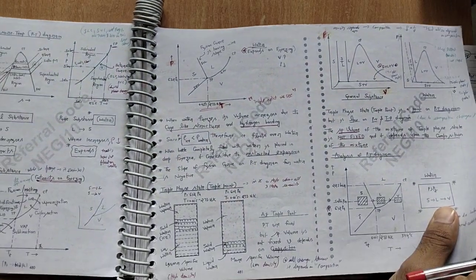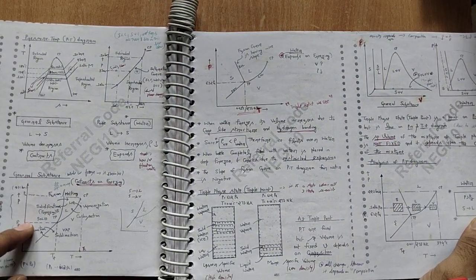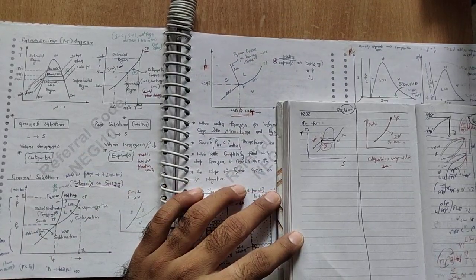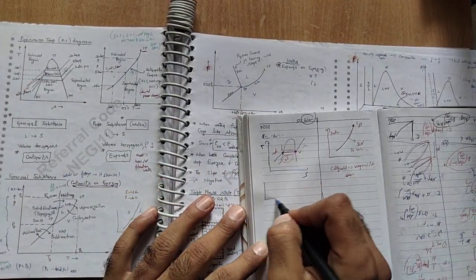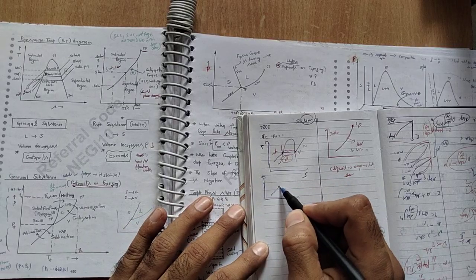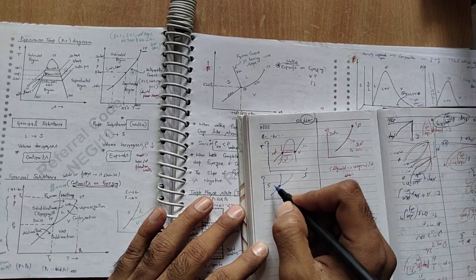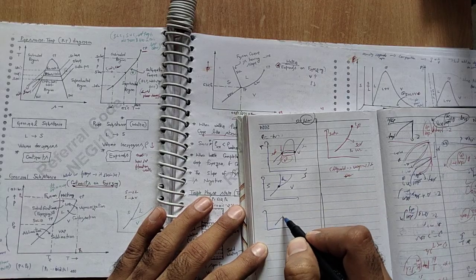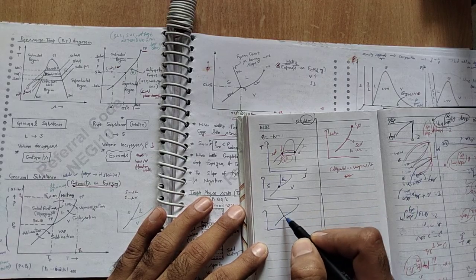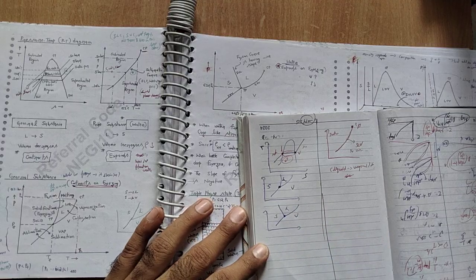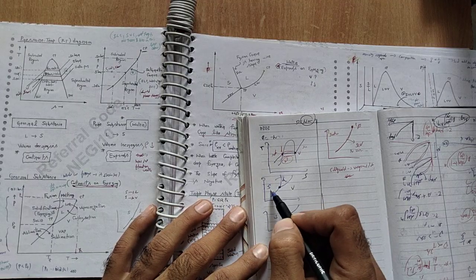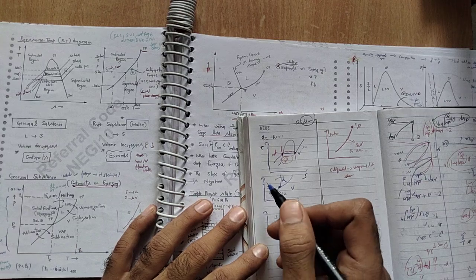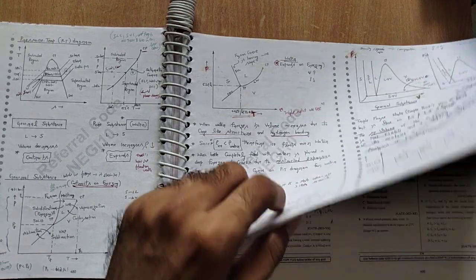For a general substance the triple point will be like this, but for water it will be like this. Here is the solid, here liquid and here vapor. For water, the slope is negative, because it expands during solidification. Solid to liquid is fusion or melting, solid to vapor directly is sublimation, and vapor to solid is also sublimation.